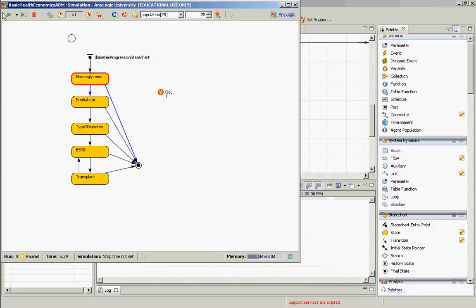And over time, as we run this model, particular individuals will progress. As time goes on, more and more individuals either pass away or progress on in terms of their diabetic status.